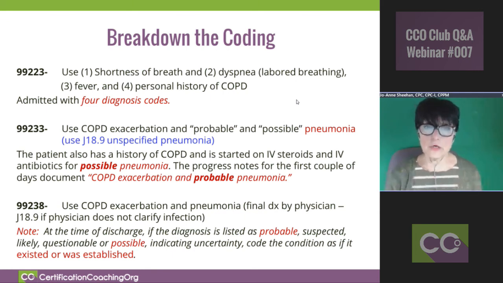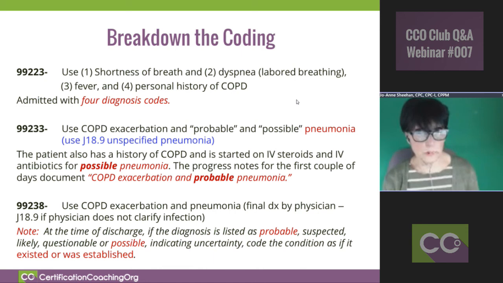Now, if this doctor was called in and then followed the patient, you would use the subsequent hospital visit. And I'm using 99233 simply as an example because I don't have all the information, but there are multiple options for subsequent hospital visits. So in this case, I would be using COPD exacerbation as a diagnosis, and probable and possible, because he's saying that, I would be using pneumonia, and I would use J18.9, which is an unspecified pneumonia.